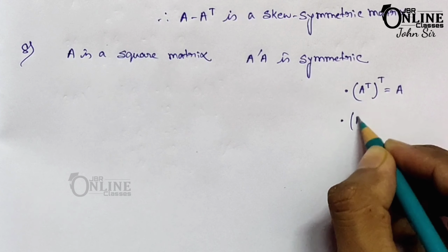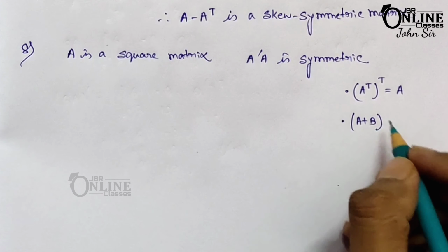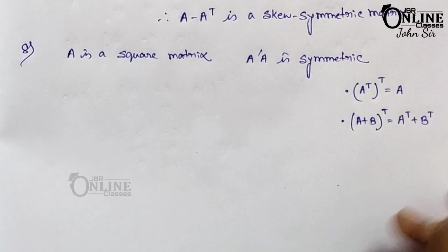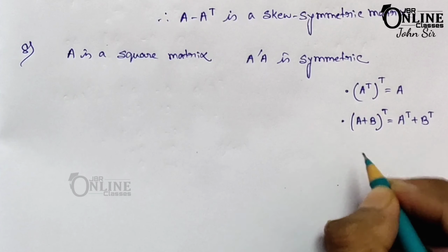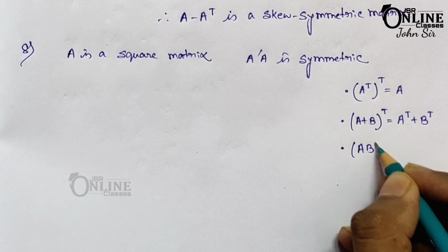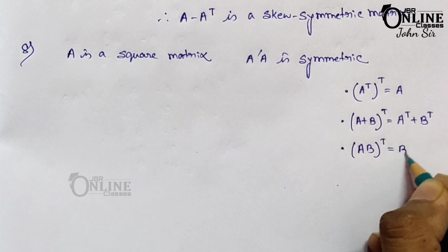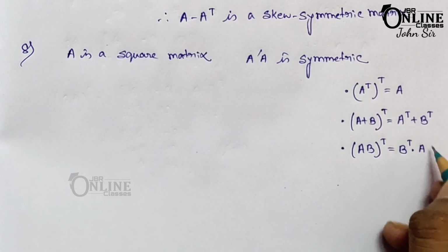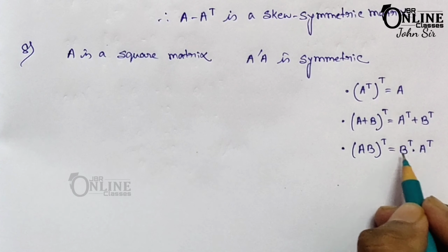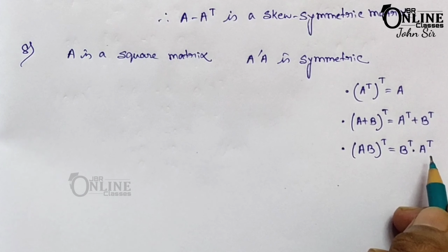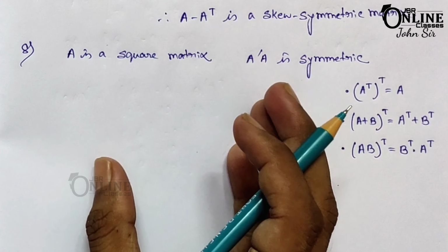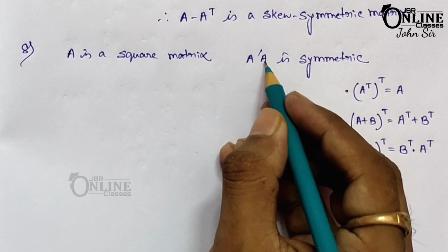Second one, if A and B are two matrices, then A plus B transpose will be A transpose plus B transpose. Now the third one, if A and B are two matrices, then AB transpose equals, first you have to write B transpose, then you have to write A transpose. Remember that AB transpose equals B transpose times A transpose. Clear? I hope. Okay.